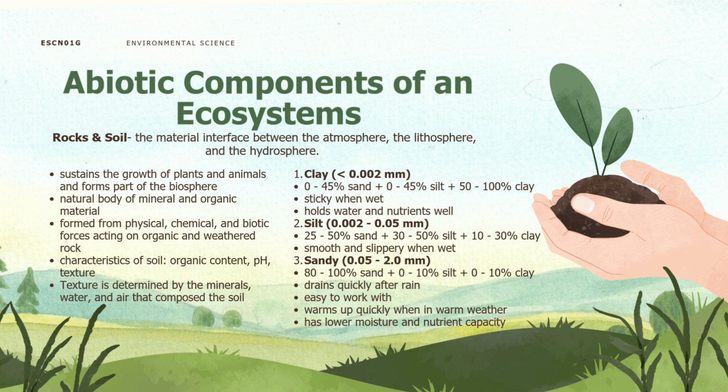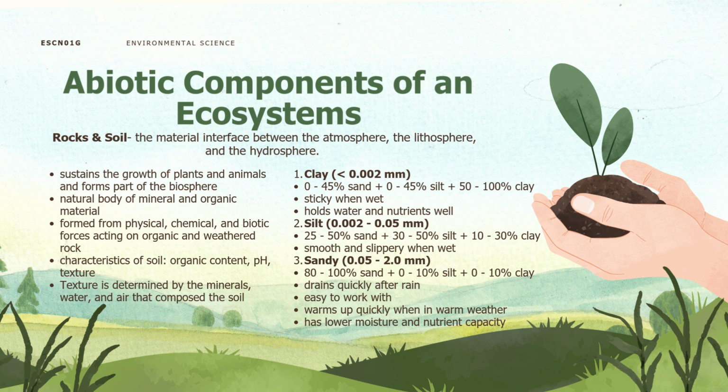Well, obviously, soil cannot be formed without rocks, and rocks are actually made up of what? Different minerals. That's the basic unit of rock. So the material interface between the atmosphere, the lithosphere, and the hydrosphere is technically made up of rocks and soil. And this portion, or abiotic component, sustains the growth of plants and animals because what? It acts as the substrate of plants. And without plants, there won't be animals.